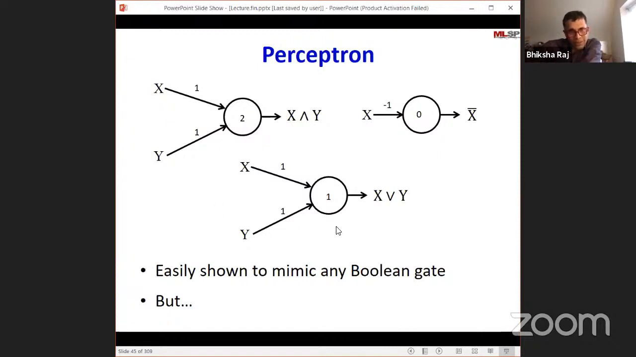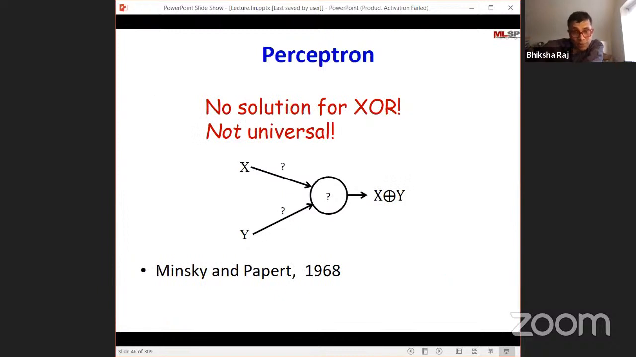All right. So now consider this third gate. What is this one? Anybody want to guess? Anyone? Guys, it's an OR, right? If either of these fire, the total input is 1, it's going to fire. Exactly. So you can model any gate, but then here's the problem.